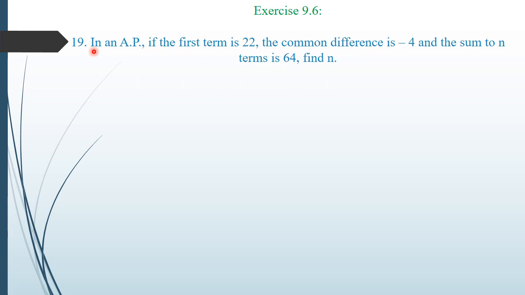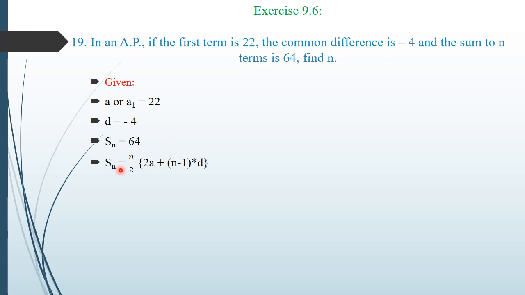In this question, it is given that in an AP, if the first term is 22 and the common difference is minus 4, and the sum up to n terms is 64, then find n. Here, the first term is given to me. I'll note it down. The first term, that is a or a1, is 22, and the common difference d is equal to minus 4. And he has also given that Sn is equal to 64. We do not know up to how many terms this Sn, that is 64, represents the sum. We need to calculate that number of terms here.